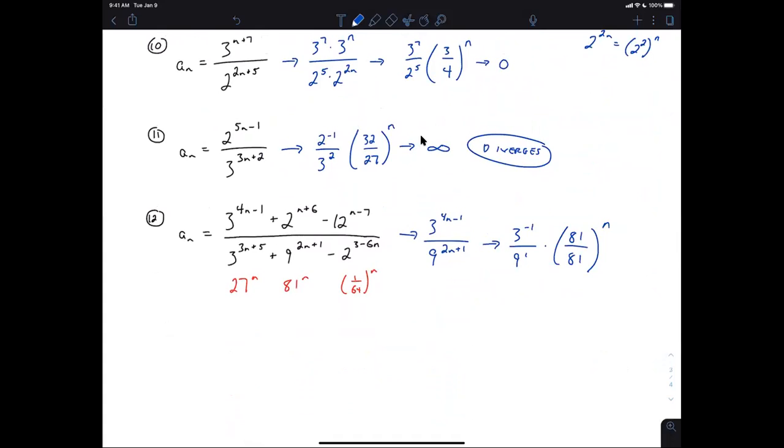That is 1 to the infinity, but it's not just the form 1 to the infinity. This is actually the number 1. So when that happens, when it's actually the number 1, it's not indeterminate. This goes to 1. So this approaches 3 to the negative 1 over 9 to the 1st. That simplifies to 1 over 3 times 9. And so this converges to 1 over 27.